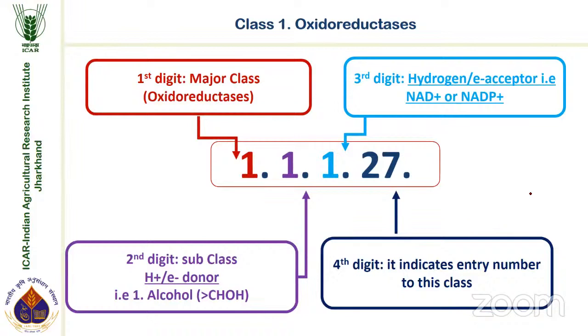You might get questions from this. The first number everybody now knows. The fourth number indicates when the enzyme was entered into this category. So 27 here is lactate dehydrogenase, and the entry of lactate dehydrogenase into this category was after the 26th entry, which is why it is 27.